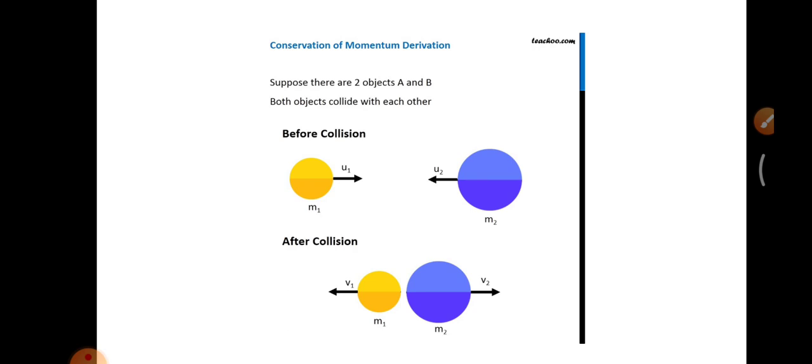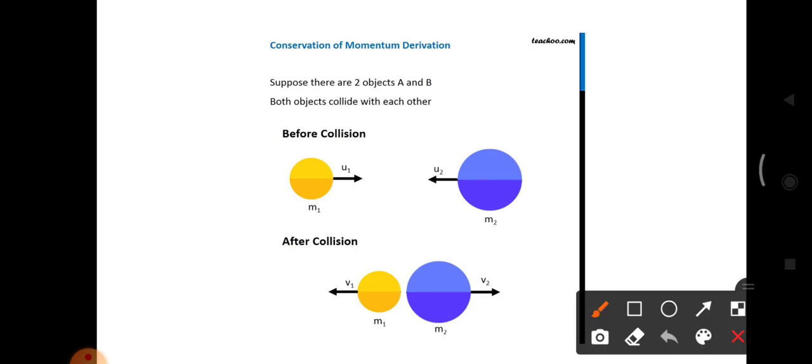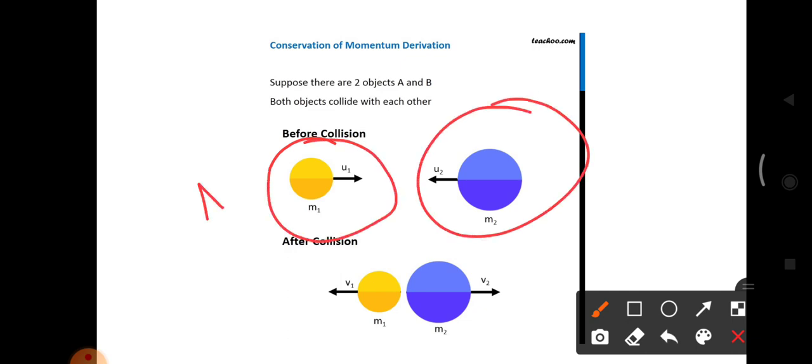So this is a derivation for conservation of momentum. Suppose there are two objects, one is A and another one is B. This is A and this is B. A has mass m1 and velocity u1. B has mass m2 and velocity u2.